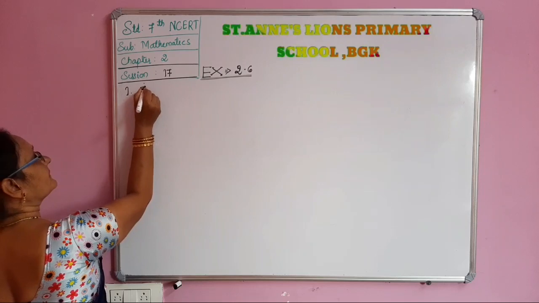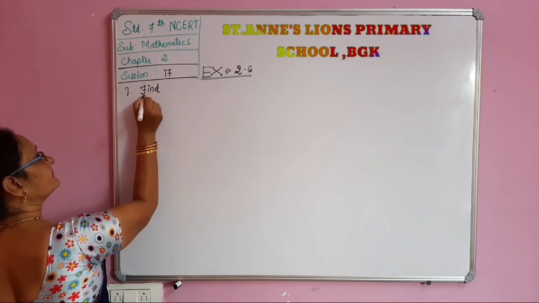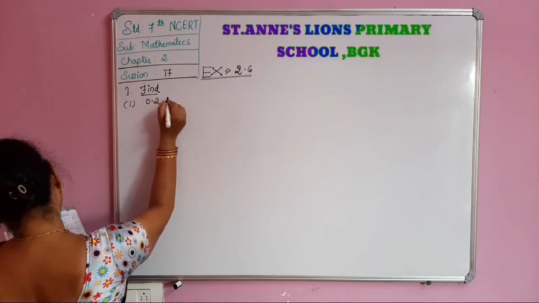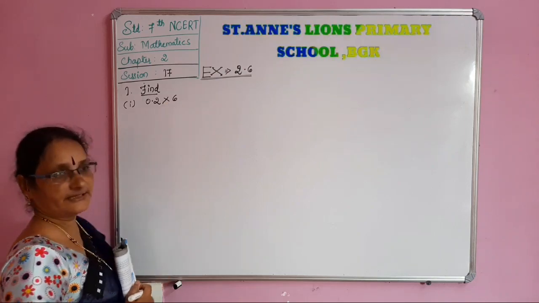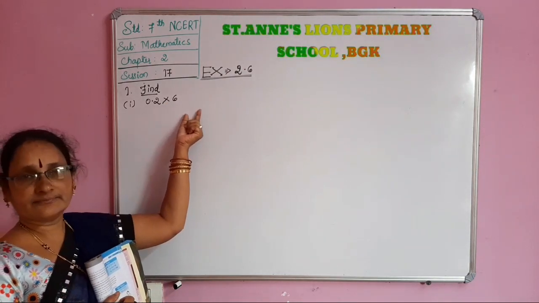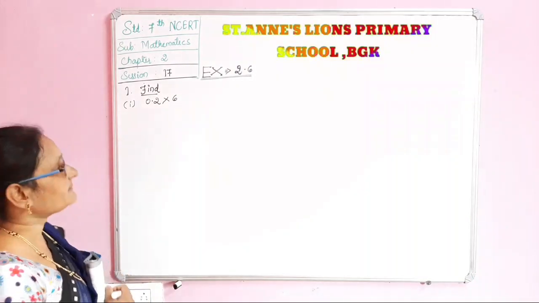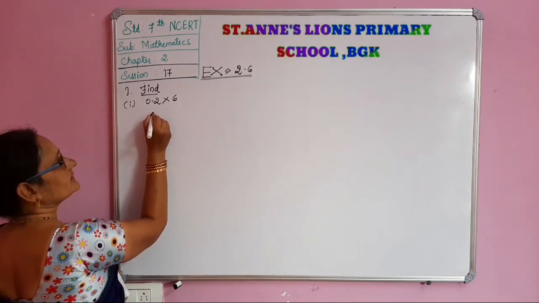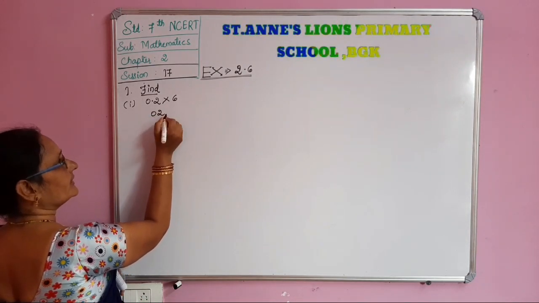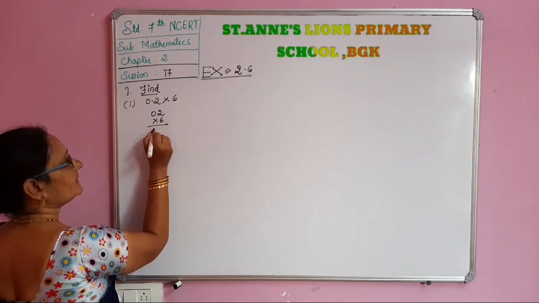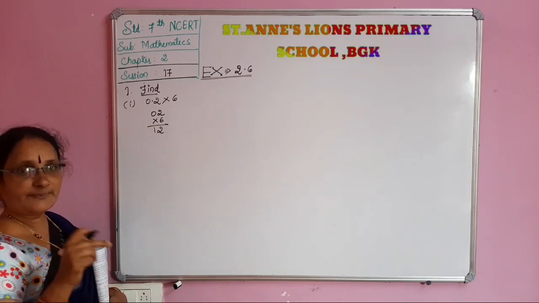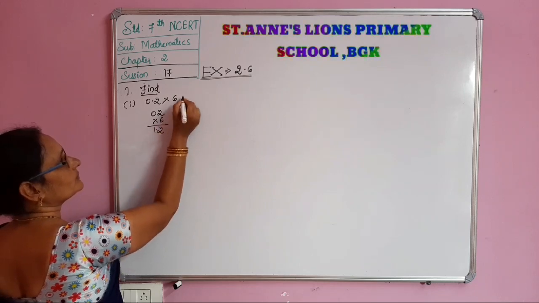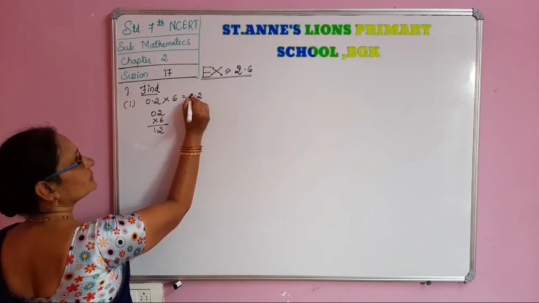First main, find first one: 0.2 into 6. Here, see, one decimal number and one whole number. As I explained you already, 0.2 means 2 only. 2 into 6 is nothing but 12. After how many places do we have to give the point here? 1, because there is only one place. 1.2. So the answer is 1.2.